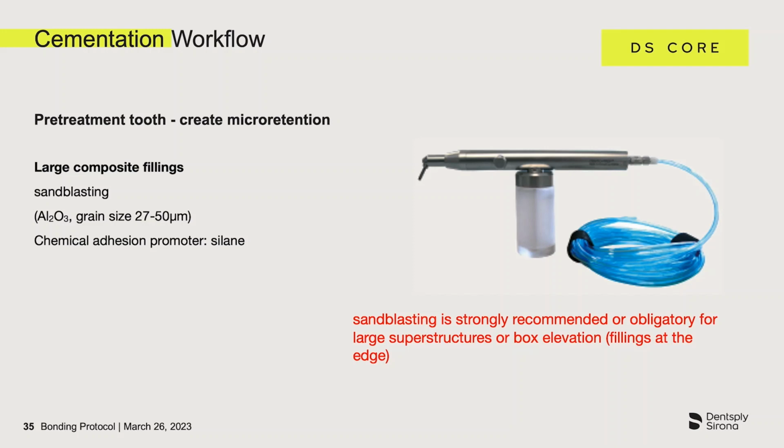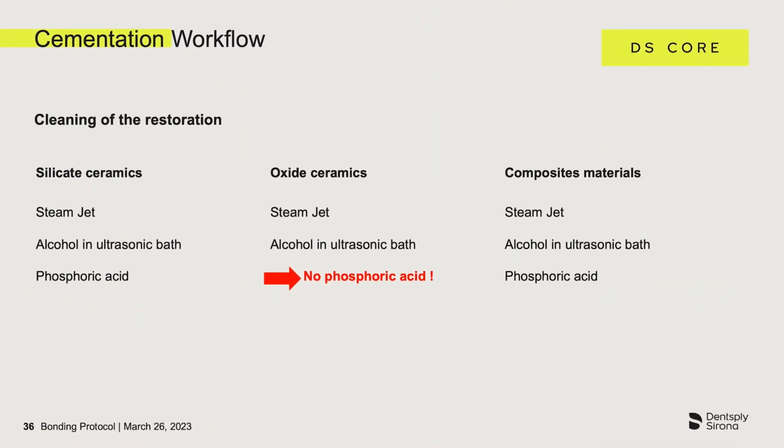Aluminium oxide powder with a grain size of 27 to 50 microns should be used for this purpose. The chemical bond to composite surfaces is achieved by Sirona. Especially for the box elevation procedure, we strongly recommend the use of a sandblasting unit to ensure an adequate adhesive bonding to this filling. After the tooth has been cleaned, we now come to the cleaning of the indirect restoration.